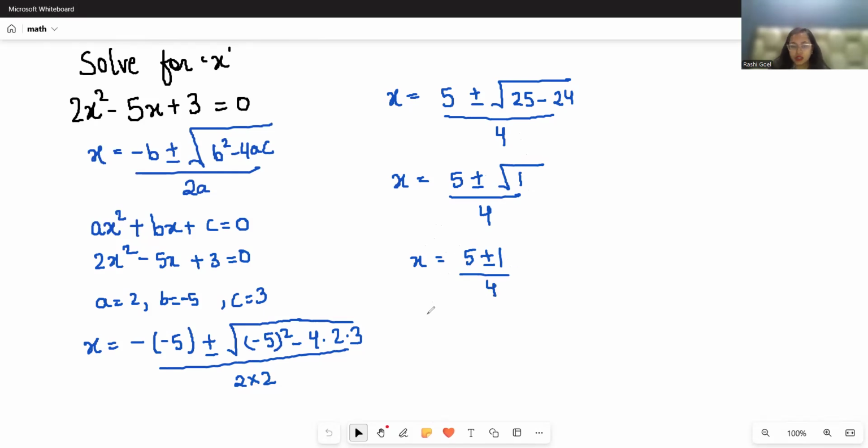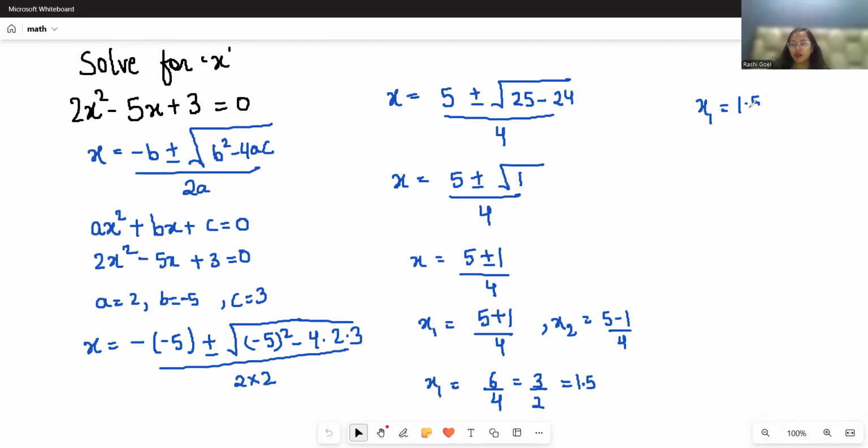So there are two cases: first with the plus sign, the addition sign, and second with the subtraction sign. I hope each and every step is clear. Till here, 5 plus 1 is 6, 6 by 4. If we reduce the fraction, 3 by 2, which equals 1.5. So x1 is 1.5. Now the second, x2: 5 minus 1 is 4, and 4 by 4 is 1. So x2 is 1.